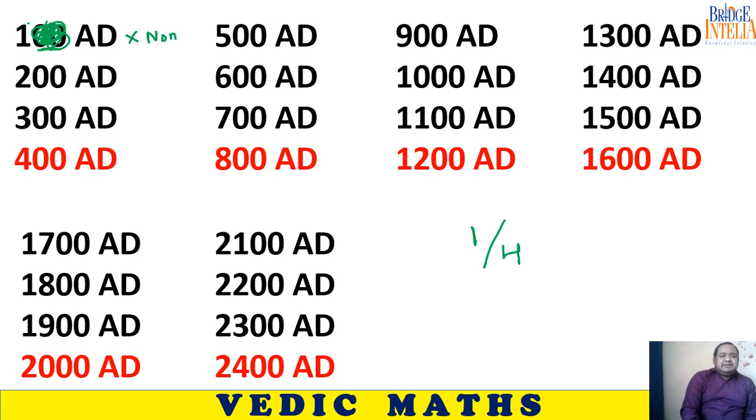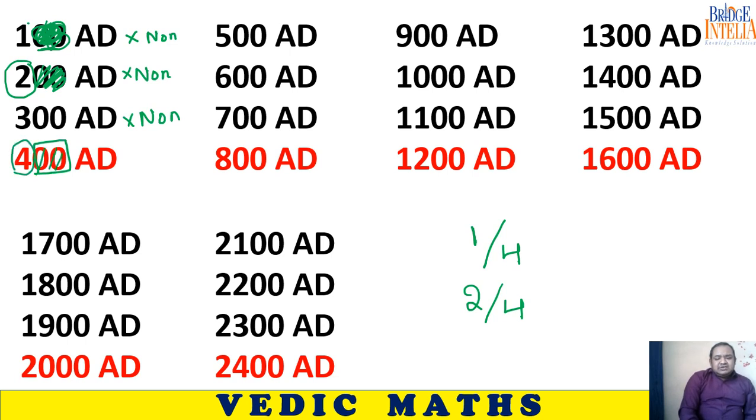Similarly, 200 AD. You cannot pick this 00. So you will do the divisibility test on 2. So you will try to understand, is 2 divisible by 4? Answer is no. So this is not a leap year. Similarly, 300 is also not a leap year. 400 AD. You cannot pick these two zeros. The remaining digit is 4. So you do the divisibility test on 4. Is 4 divisible by 4? Of course, yes. So therefore, this is a leap year.